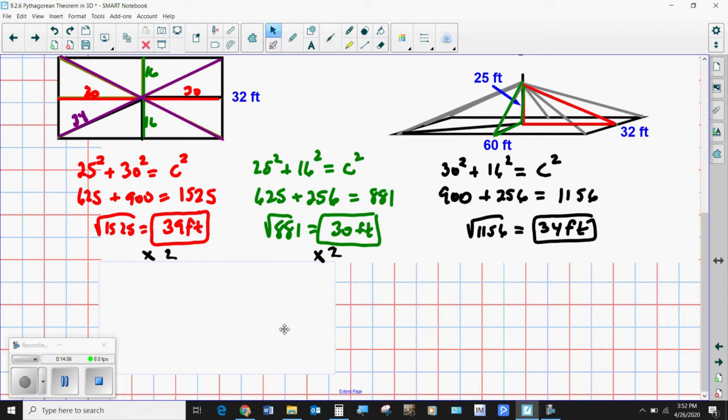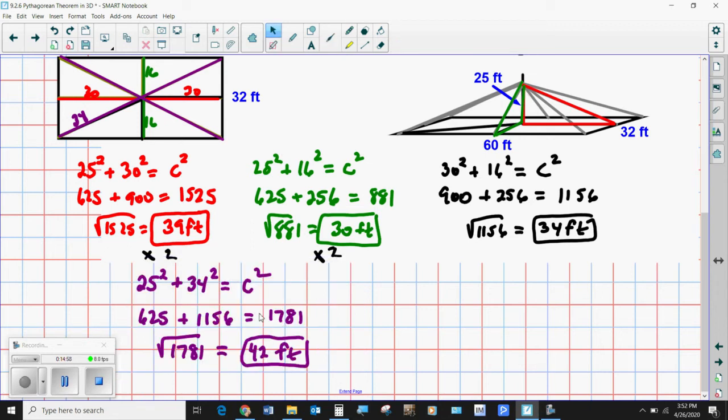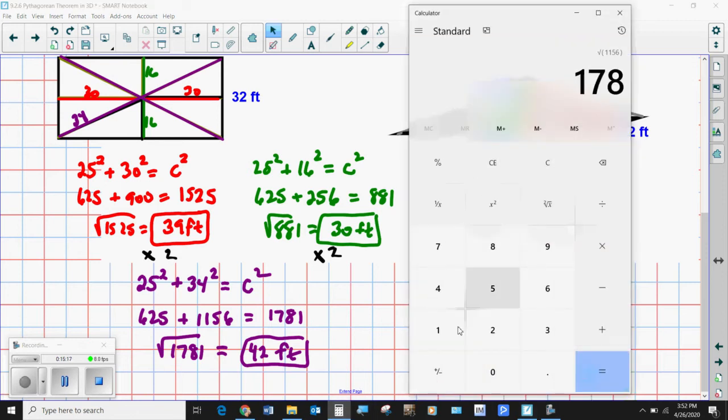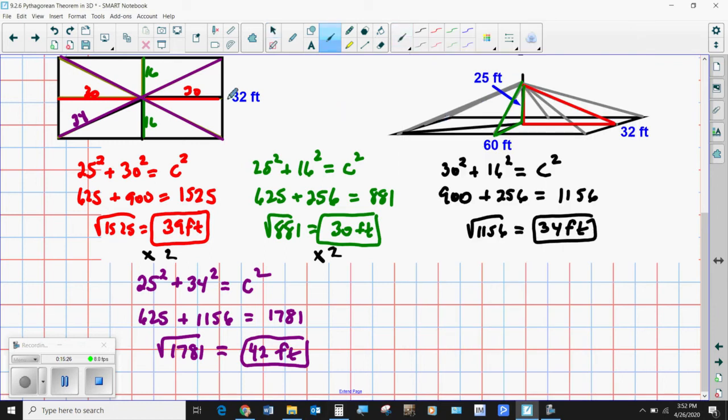All right, let's see how you did. 25 squared is 625, as we've seen here and here. 34 squared is 1156, and we knew it there, right? Because we took the square root of that and got 34. So when you square it, it's going to get you back to the 1156. Add those together, you get 1781. Let's see what the square root of 1781 is. Let's just round that off to 42.